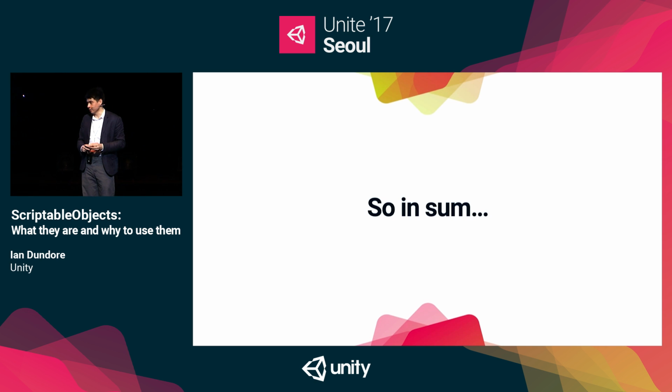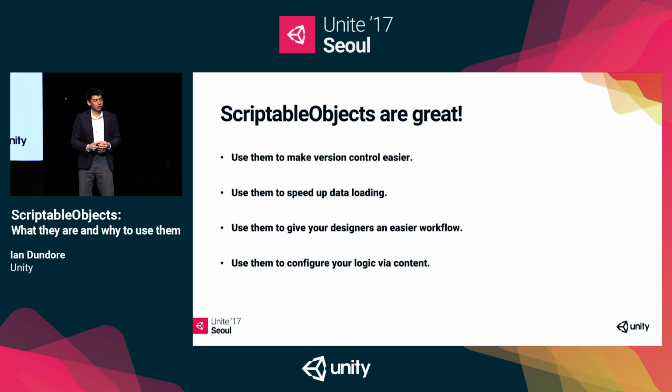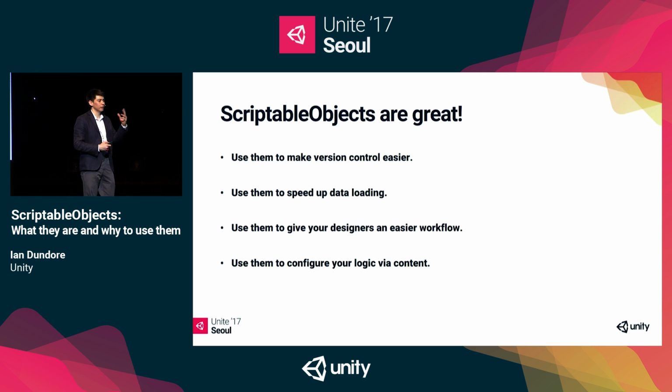I think you're starting to get the idea, so before everyone falls asleep, I will sum up. Scriptable objects are awesome. They put your data into different files to make version control easier. If you move a lot of data into scriptable objects, your scenes and your prefabs become faster to load because we've eliminated all the duplicate data in your files. They give your designers an easy and extensible workflow in the Unity editor. And you can use them to serialize the logic of your game, the flow of logic through your game, and then you configure it via content.